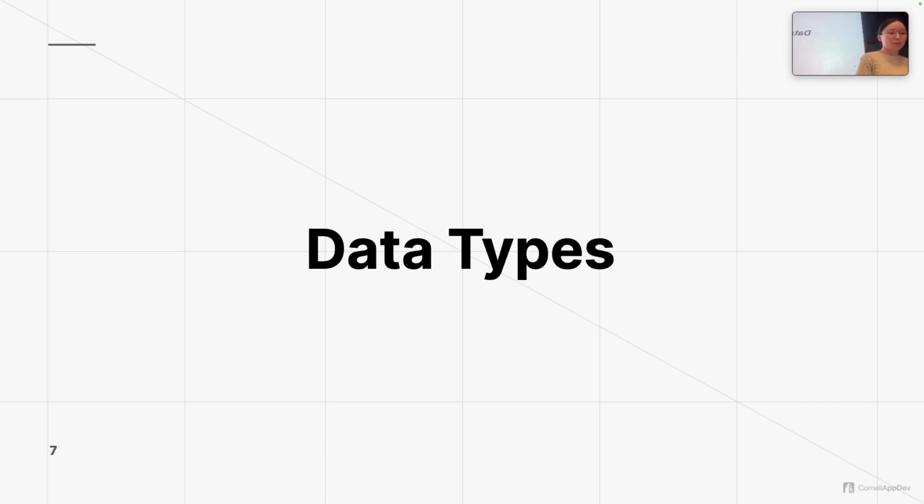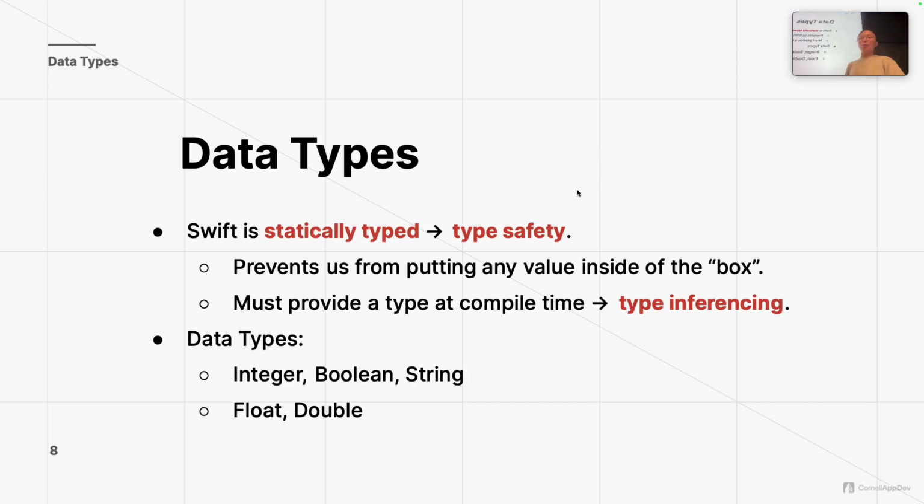With variables and constants, you can choose to predefine, or define afterwards, what data type you want them to be. So Swift is statically typed, which means that for variables that we define, we have to give them a type. This prevents us from putting any value inside of the box.